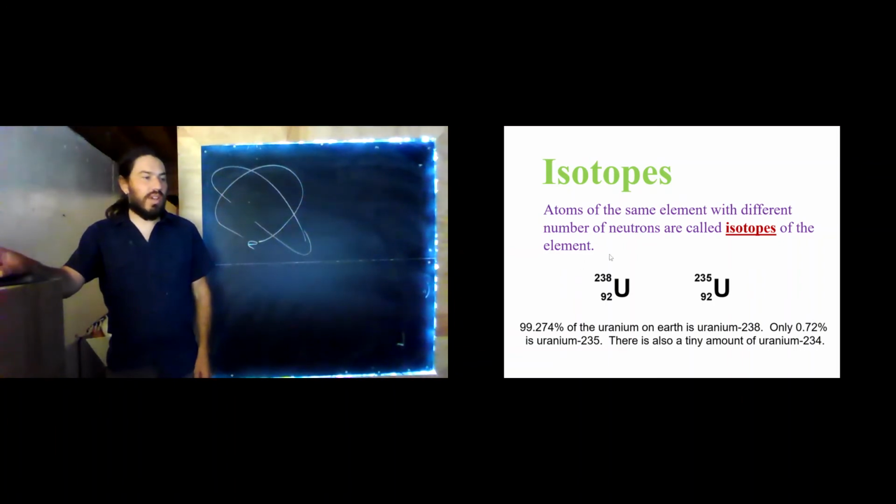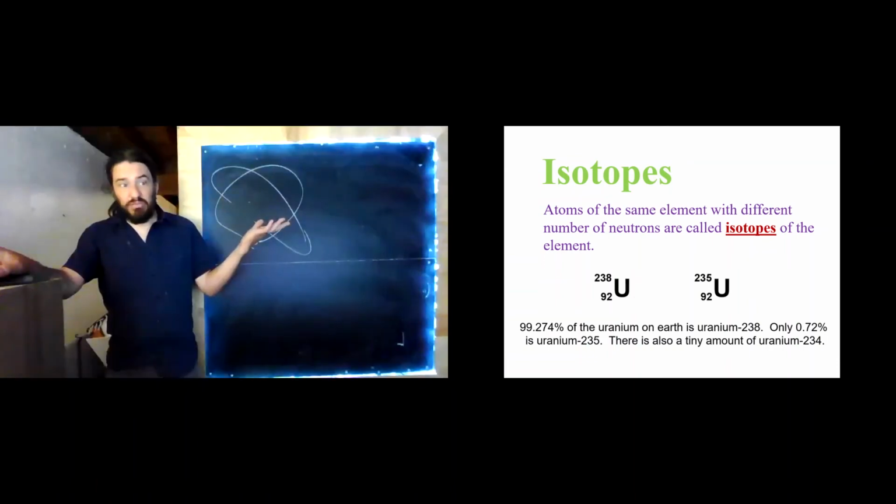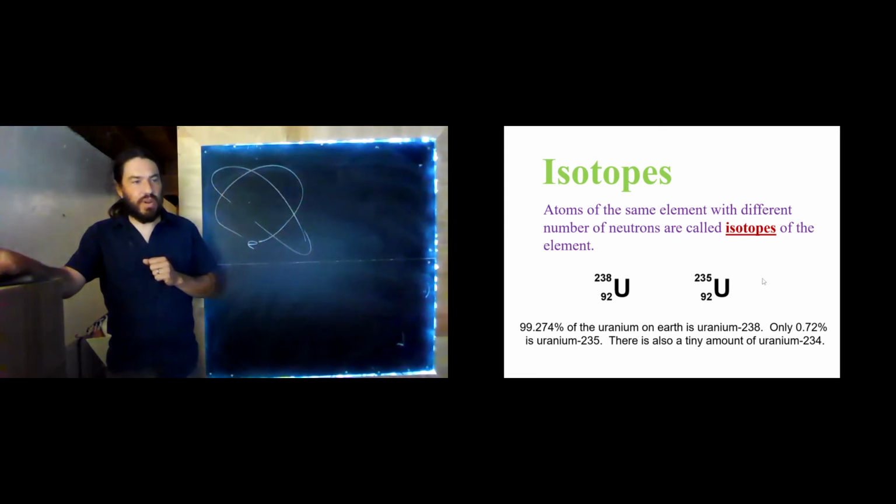And so, here's uranium, uranium-238. Most of the uranium on Earth is uranium-238. It's actually quite stable. It's safe, really. Uranium-235 is what you need to run your nuclear reactor. But only a tiny bit of that is uranium-235. There's also trace amounts of uranium-234. Okay. Again, most of you have probably seen this before.